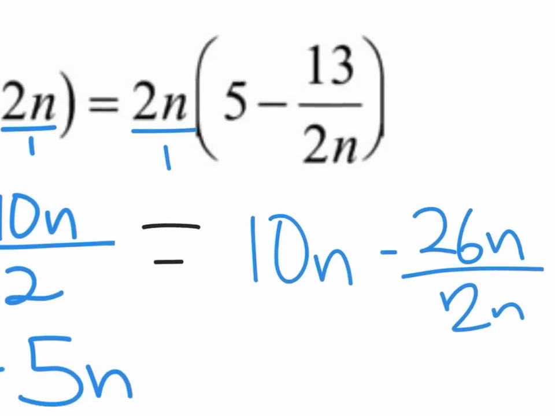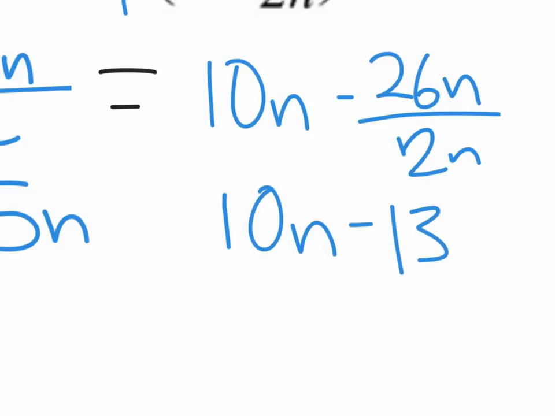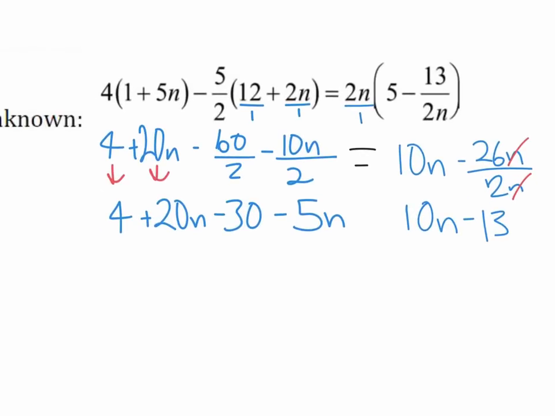And we can actually simplify this a little bit further. So we're going to bring down the 10n. And 26 divided by 2 is 13, so this is going to be negative 13. And because we've got n in both the numerator and the denominator, these can actually cancel out. So at this current stage, here's where we are. And now we're going to have to do a little bit of combining like terms.